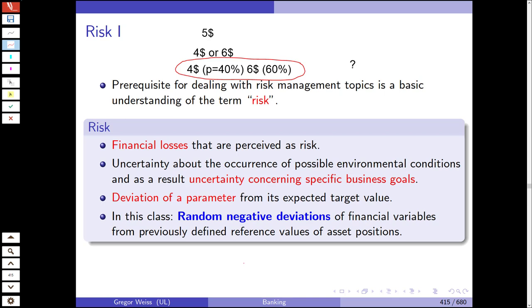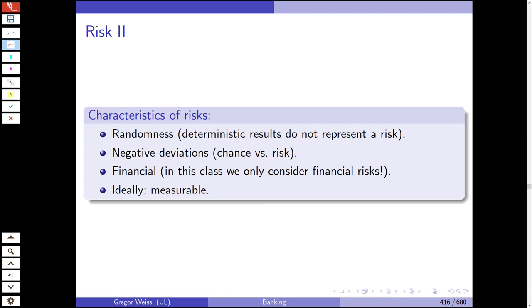So we have financial positions. We have an expected value and usually negative deviations, but they are always random negative deviations of these financial positions. This is what we consider risk. What are the characteristics of risk then?